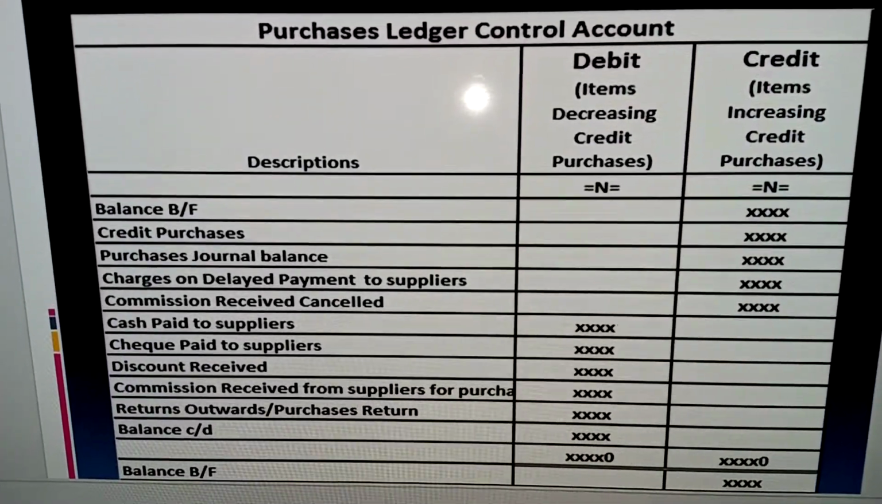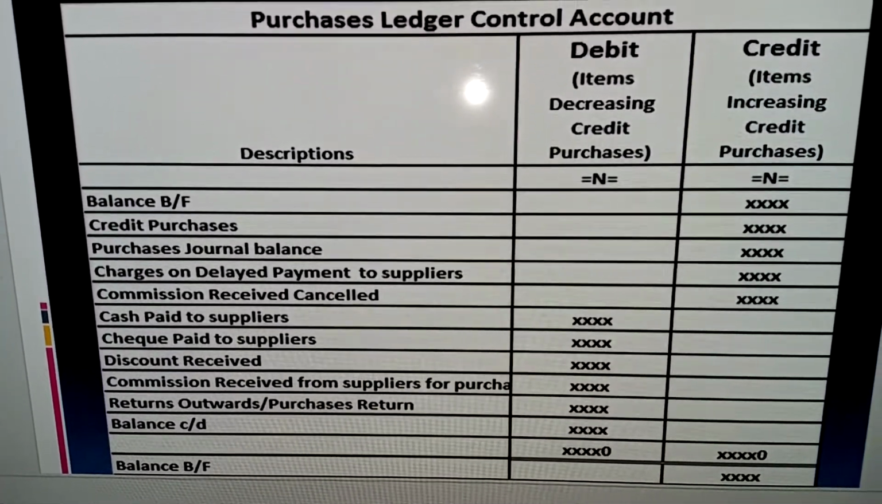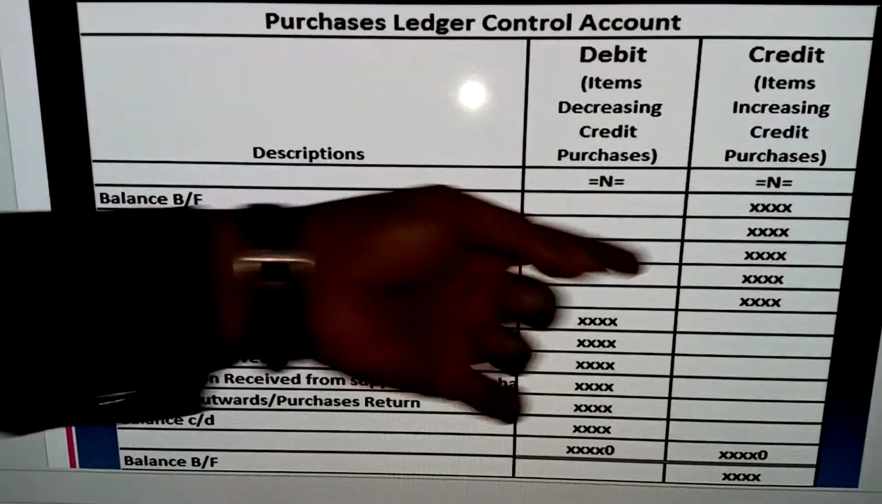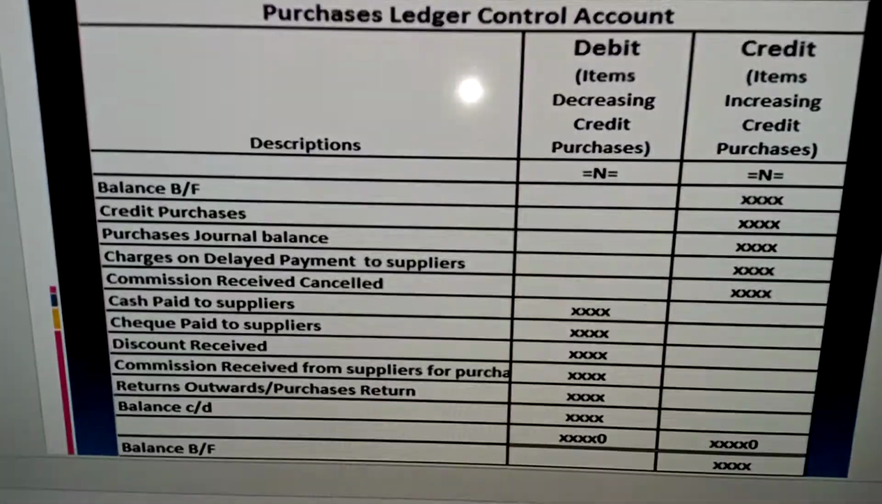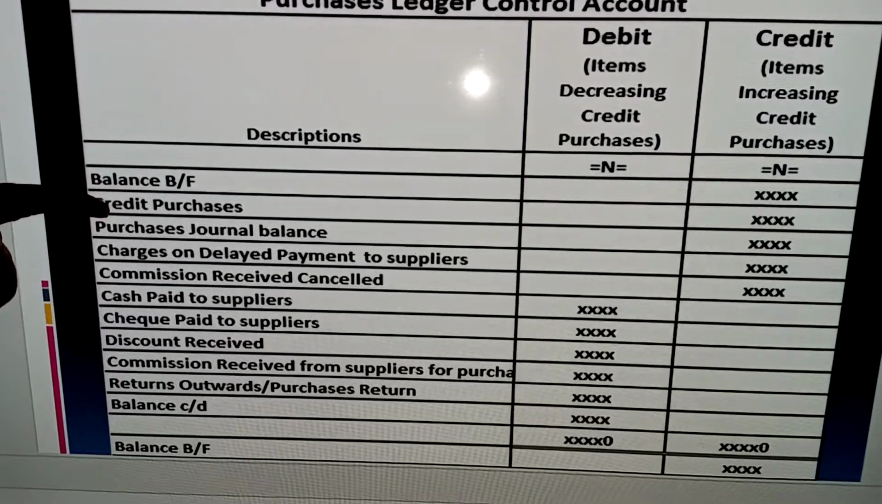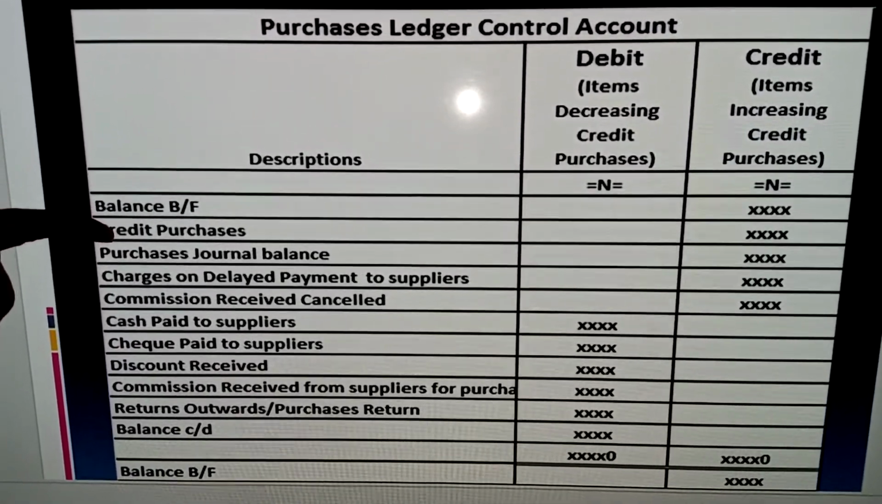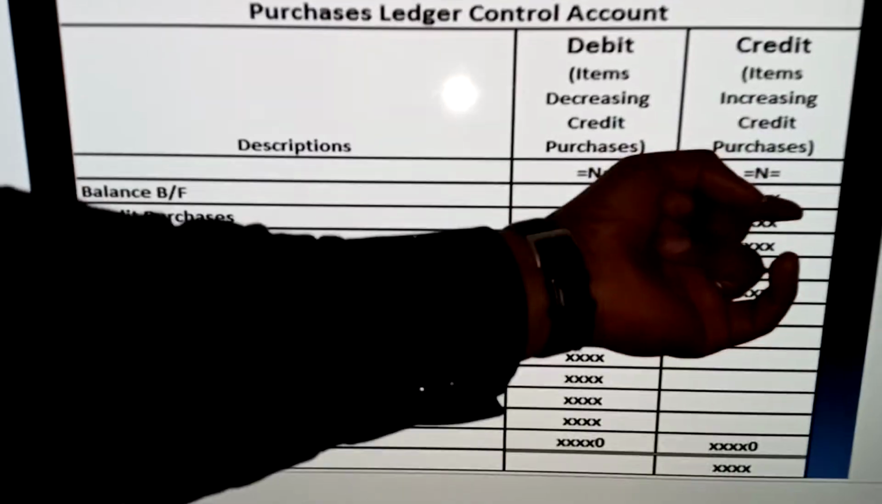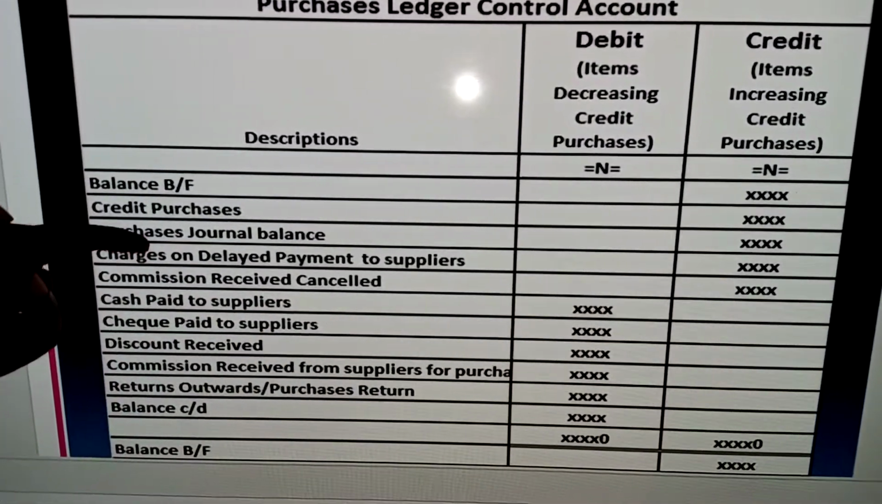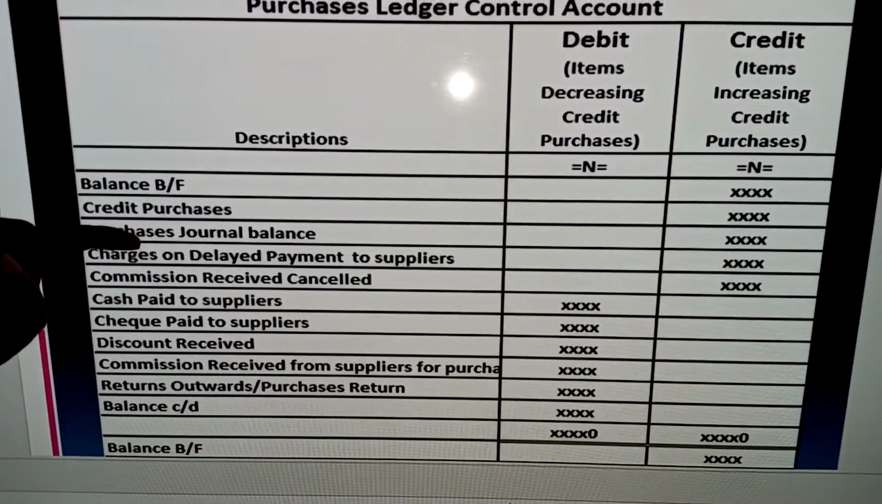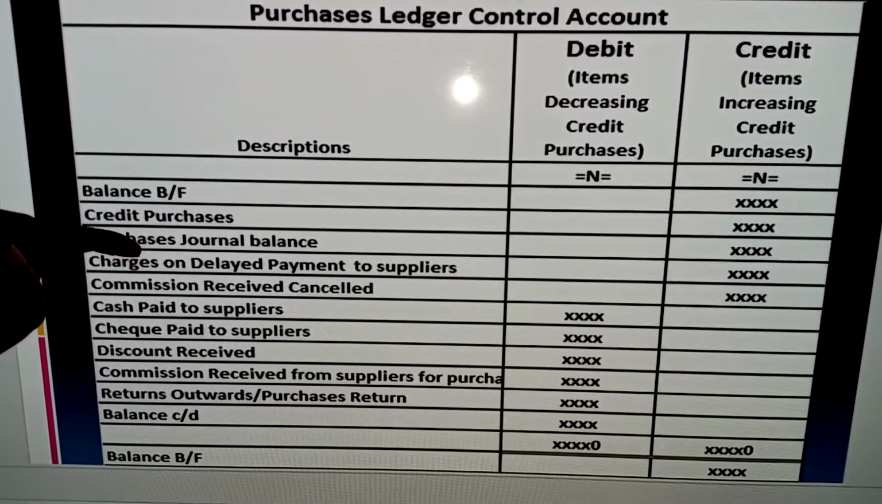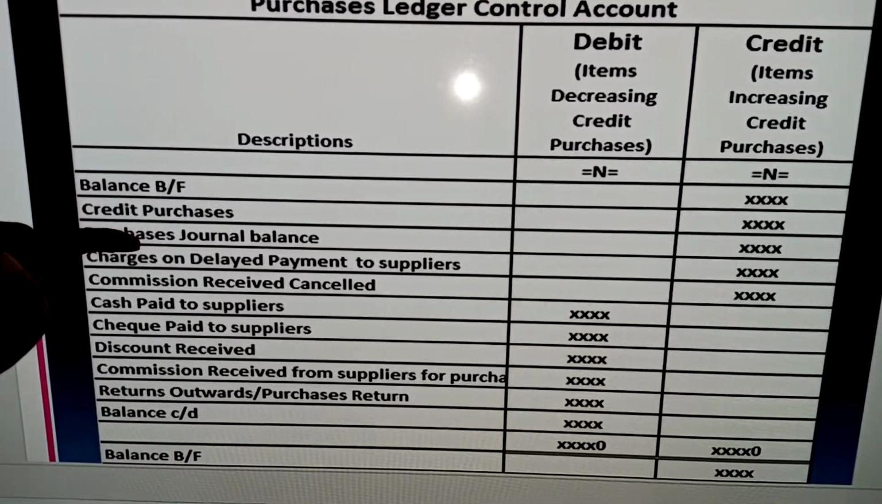So let's take items. Remember, I can have opening balance based on the question. You say balance brought forward, credit, that's the expectation. Put it there. Credit purchases. When you purchase on credit, it increases what you're owing the supplier. So it comes here. Purchase journal, the same thing. Purchase journal or purchase day book is used for recording credit purchases. Okay, so that will increase what the business is owing the supplier.